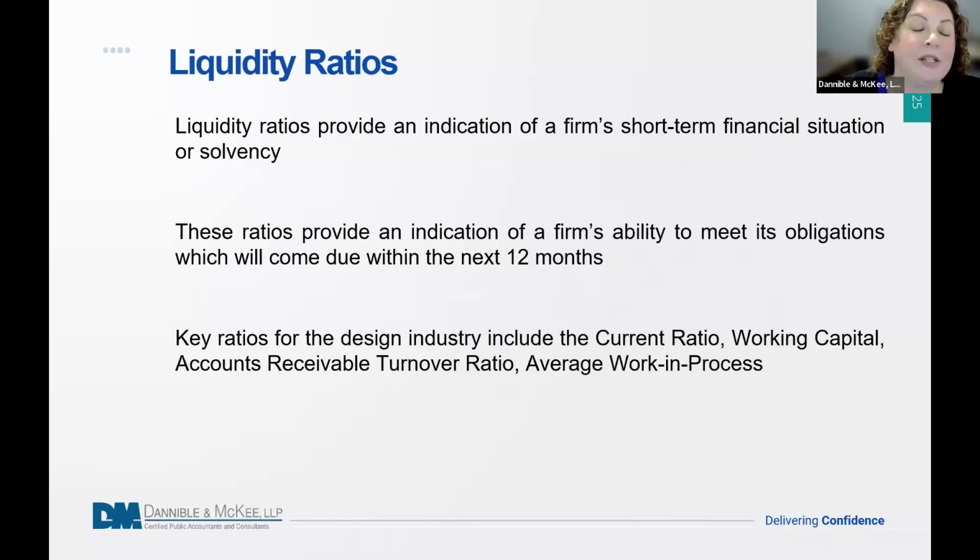All right, liquidity. I'm starting here because this is one of my favorites. AE firms, I mentioned it already, liquidity is an issue. We want to avoid going out onto the line of credit. Monitoring these liquidity ratios is important on a sometimes daily basis. These ratios provide an indication of your firm's ability to meet its obligations within the next 12 months. These are the current ratio, working capital, AR turnover, and work in process average.